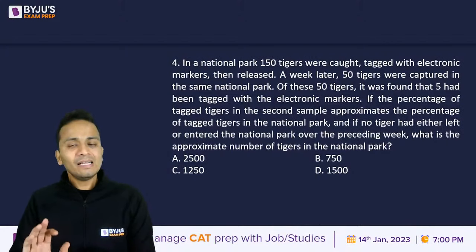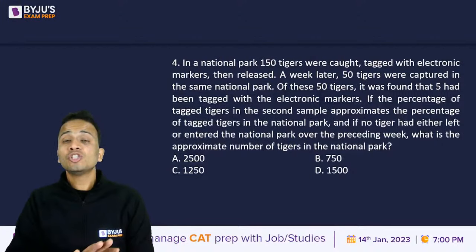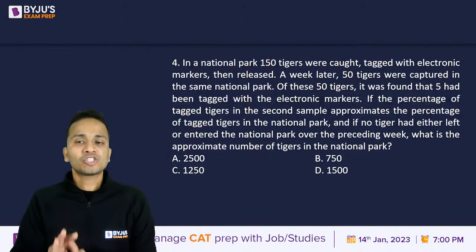So it's a slightly lengthy question. Language bahut simple hai, straightforward hai, and there is no calculation at all. A straightforward question.